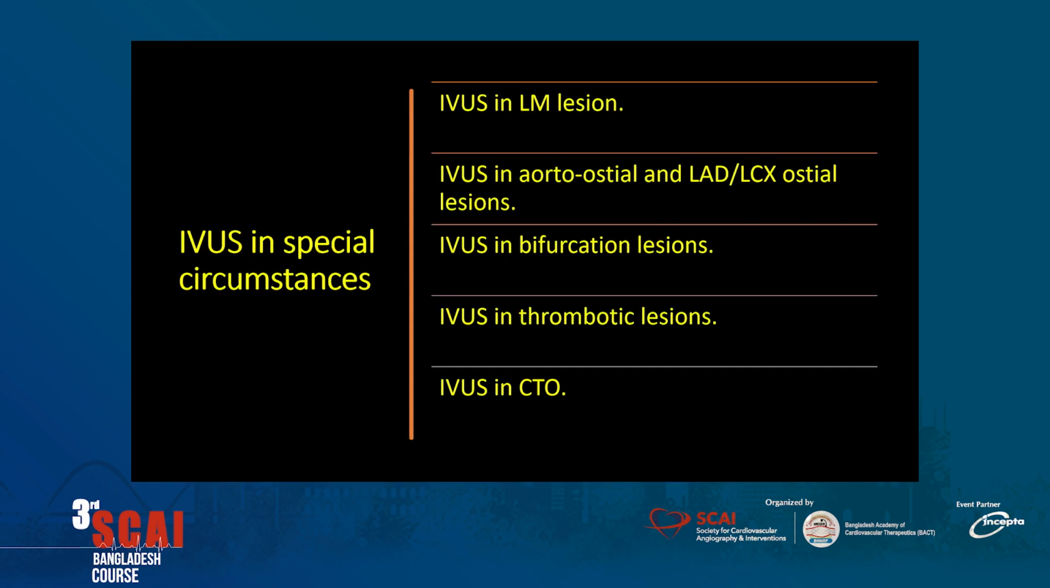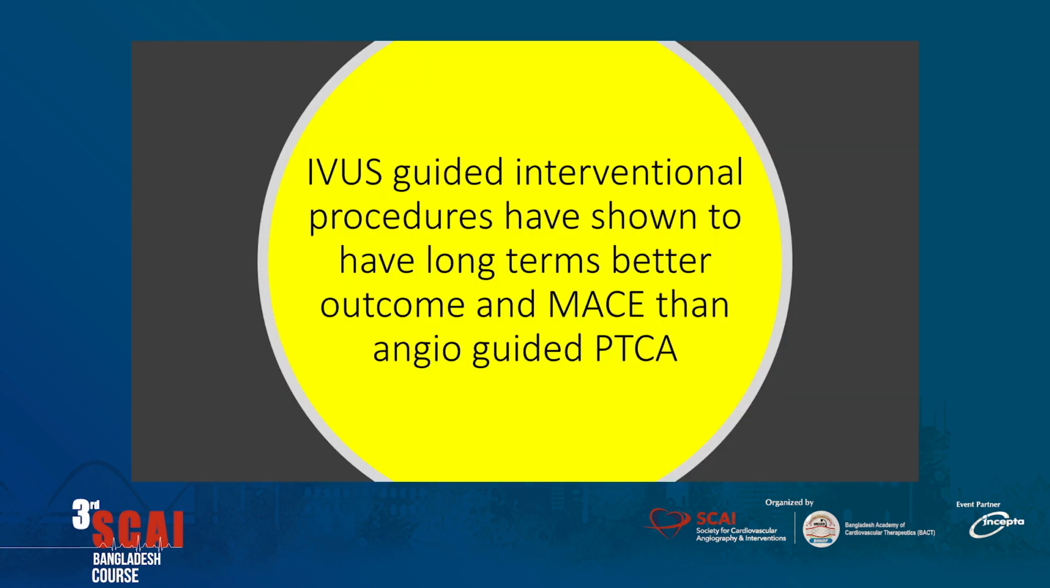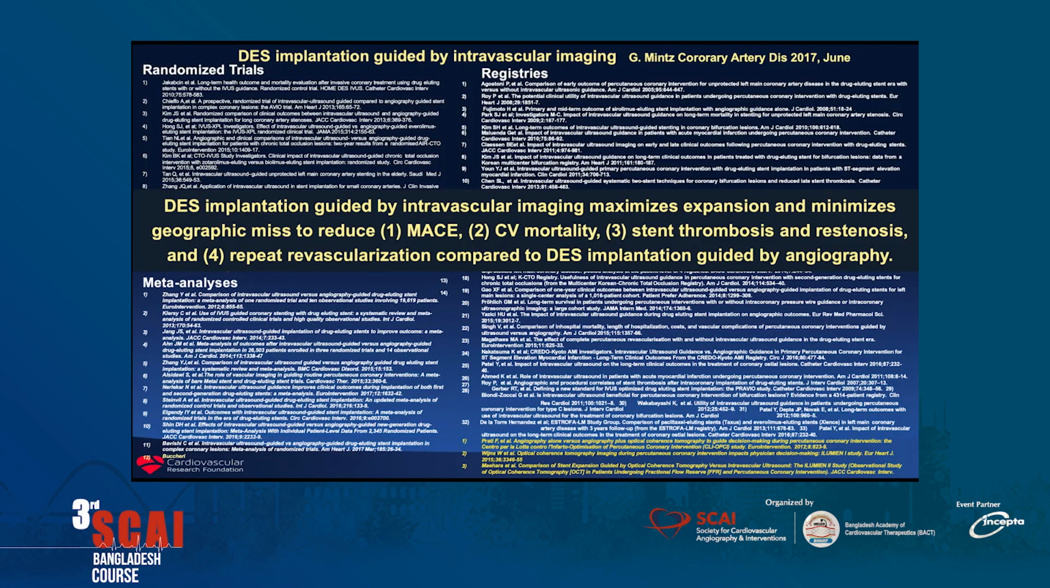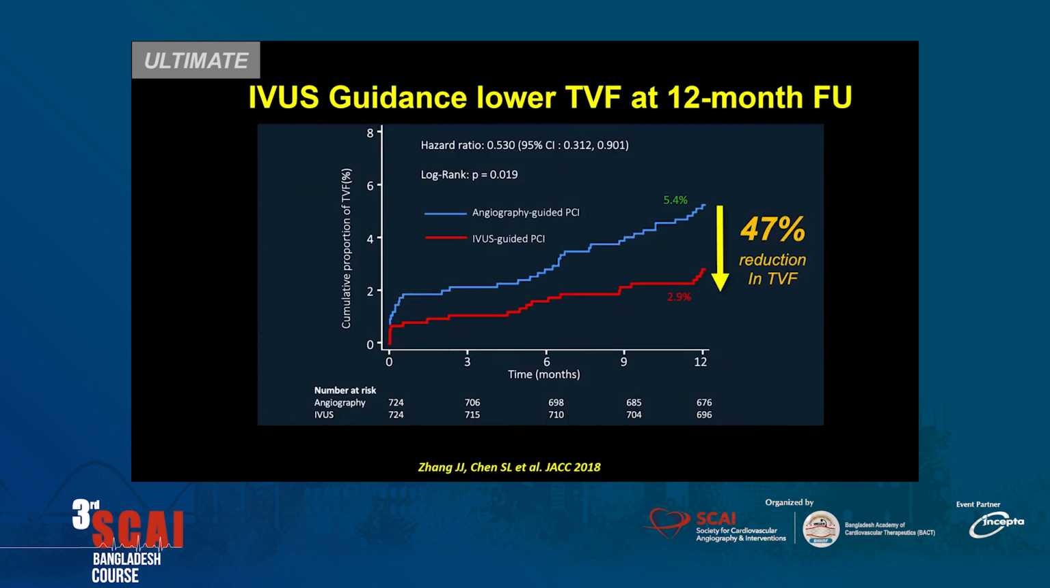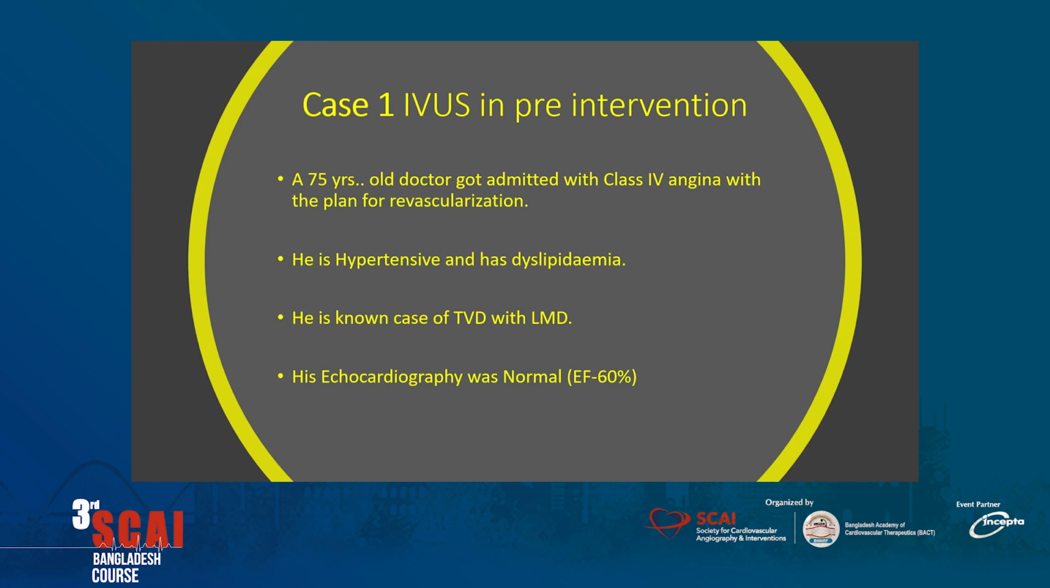In some special circumstances we use IVUS, like IVUS in left main, IVUS in bifurcation lesion, IVUS in CTO to see whether the wire is in the false tract or true lumen. And IVUS-guided PCI is better than angio-guided PCI in all registries and trials, and it reduced target vessel failure by 47%. So case one, when we use IVUS in pre-intervention.